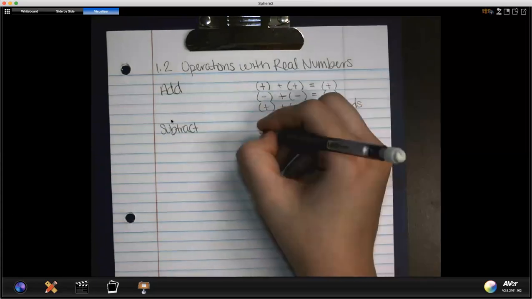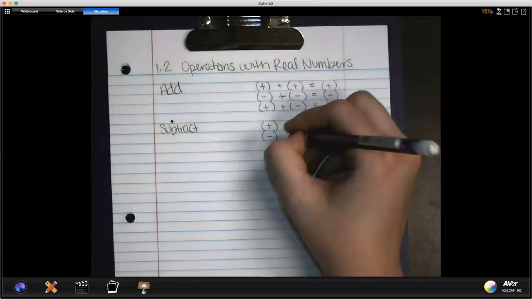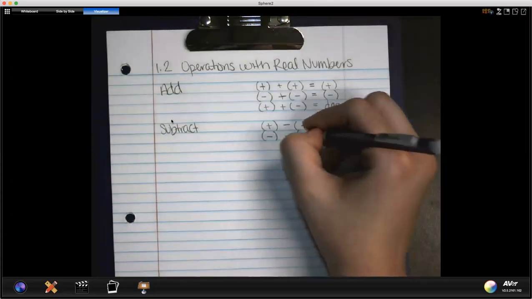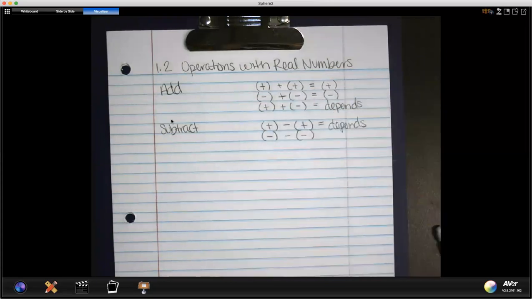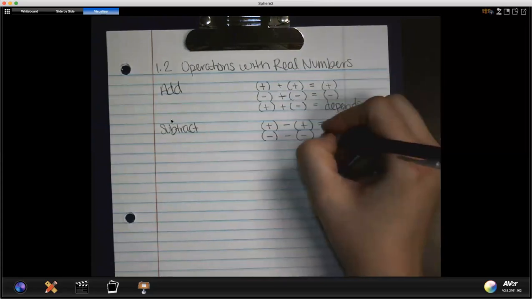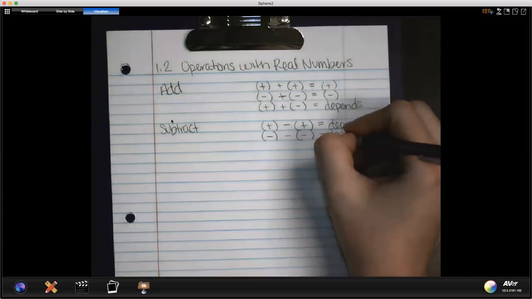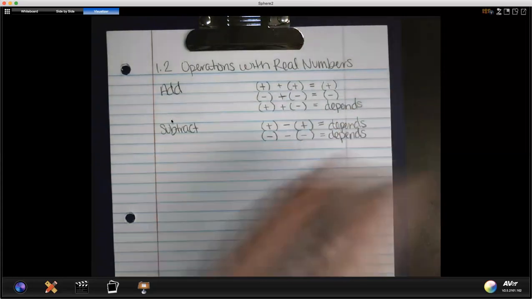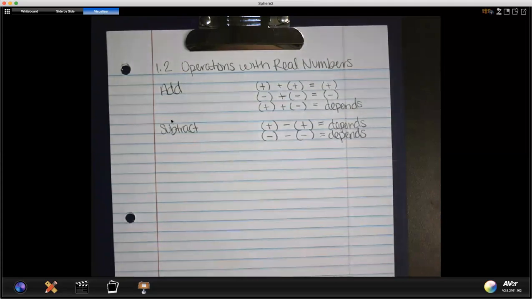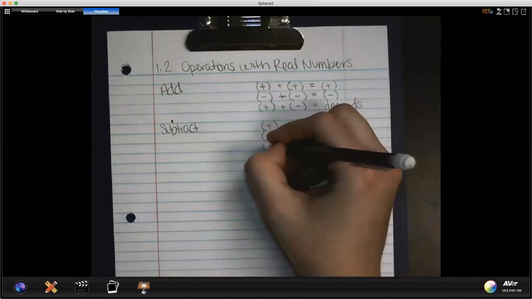What about negative? If I have a negative minus a negative, is that necessarily always true? Not really. So subtraction is actually the weird one. Subtraction will literally always depend on what you're working with. There's never going to be a guarantee with subtraction that you will have a positive nor negative number, even if it's a positive and a negative.